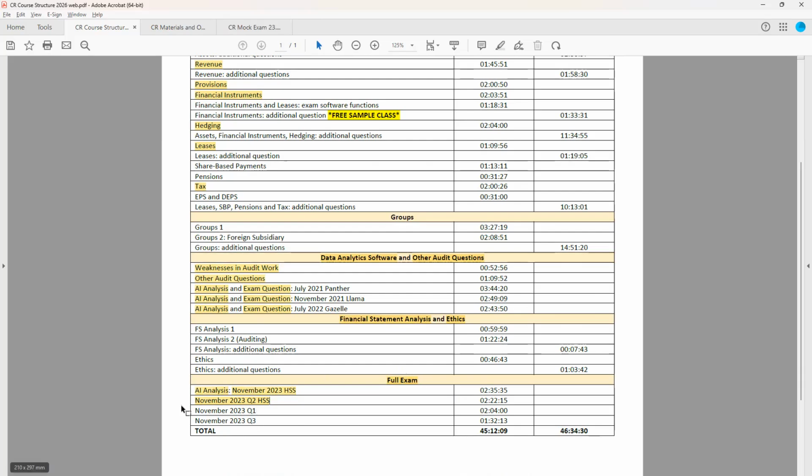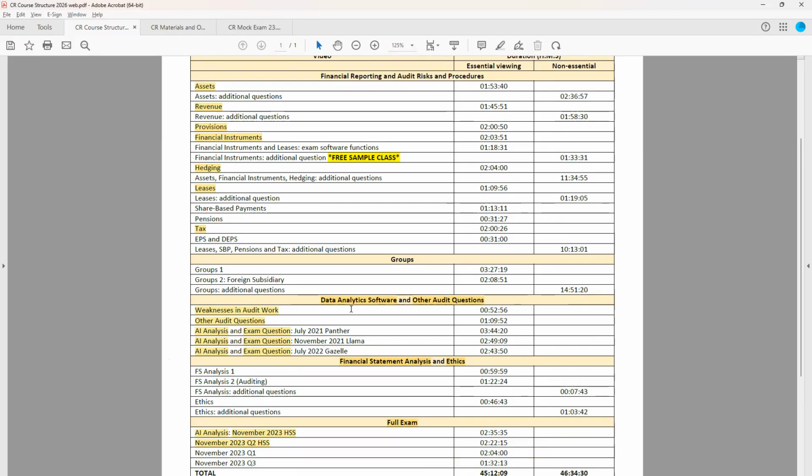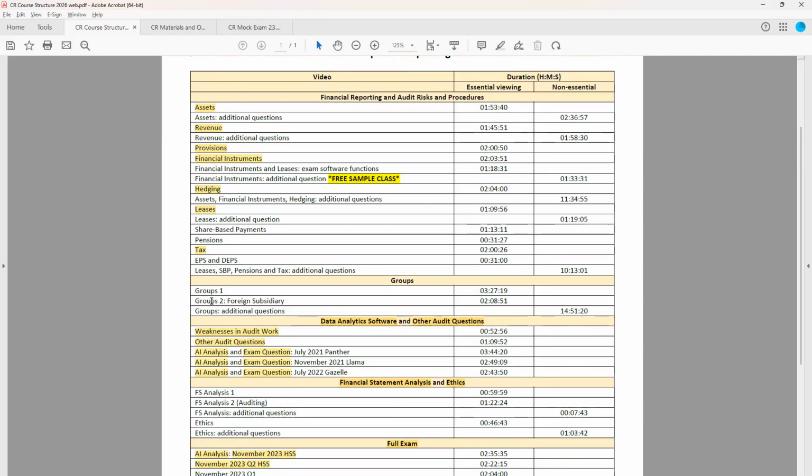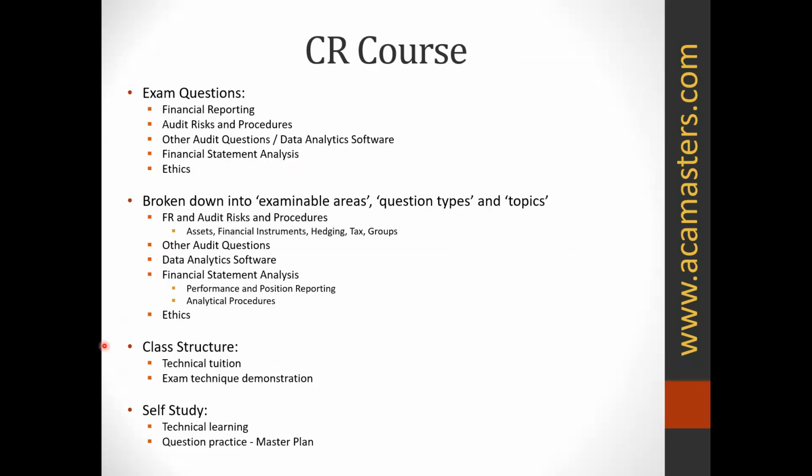So therefore, this is really useful to watch at the end of the class, because you see me bring it all together, and then you see me tackle all of the different question types simultaneously, which of course is what you need to do in the exam. So you can really see how we've broken CR down into topics and question types, and this of course makes it much more manageable.